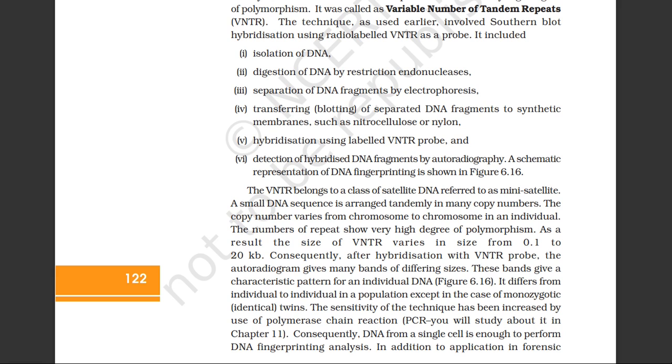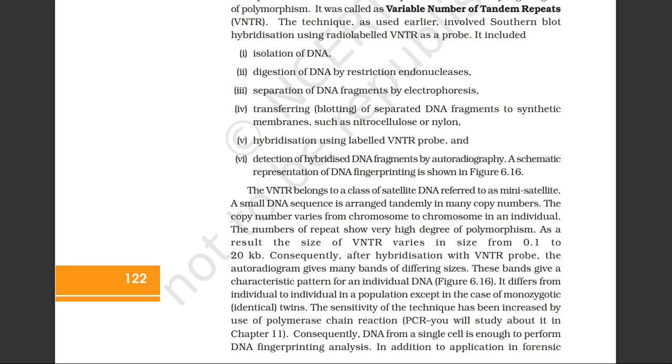The sensitivity of the technique has been improved by the use of polymerase chain reaction, PCR. You will study about it in Chapter 11. Consequently, DNA from a single cell is enough to perform DNA fingerprinting analysis.